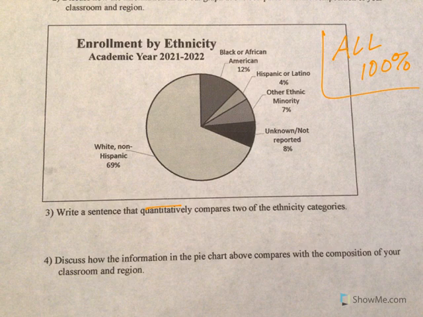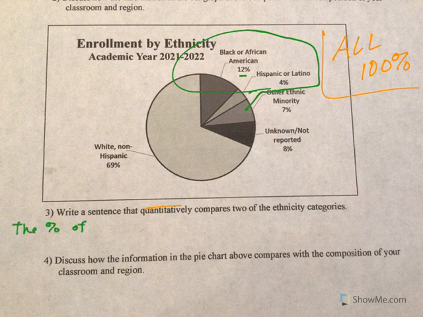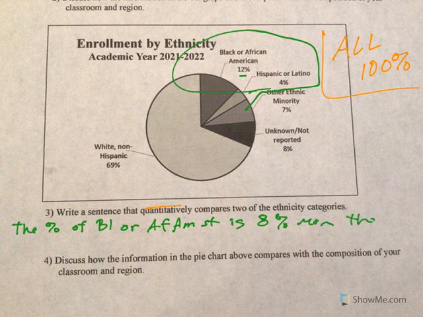It doesn't matter. You can pick any region of the circle to talk about. You just, again, want to make sure you're using words to describe what they are saying, and mathematically talk about it. So I'm going to choose Black or African American compared to Hispanic or Latino. It's 12 compared to 4. So I can say the percent of Black or African American students is 8% more than Hispanic or Latino students. And again, it doesn't matter what two you pick.